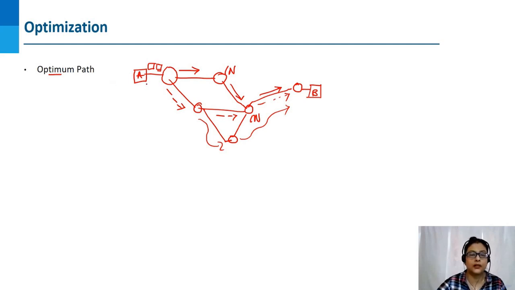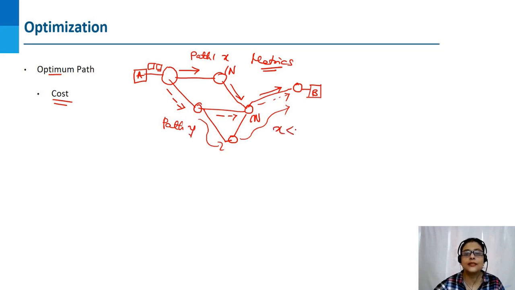Now, what is the optimum path? This optimum path basically means the best possible path, and that depends upon several metrics. Now, what are those metrics? The metrics may be the cost. What is the cost of sending these packets through this path? If this is path 1, having a cost say X, and this is path 2, having a cost Y, if X is less than Y, then definitely this path X is the optimum path as per the metric of cost.